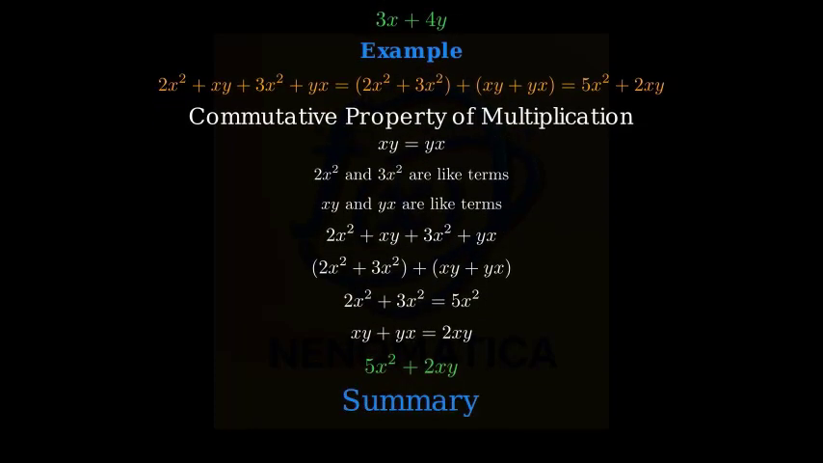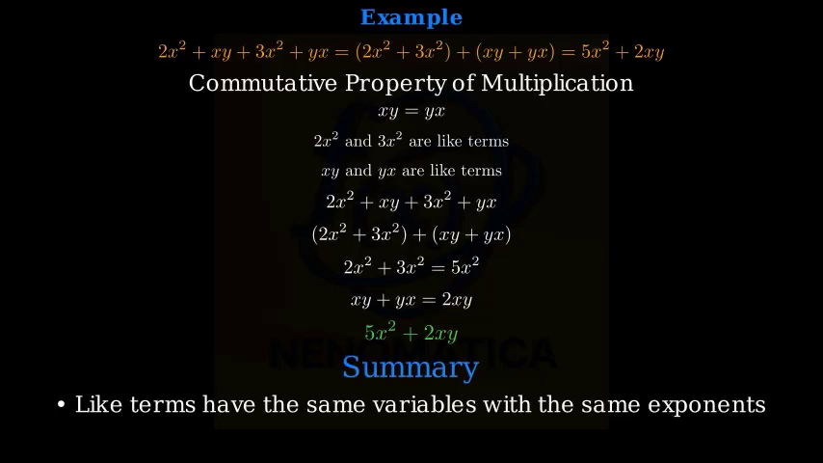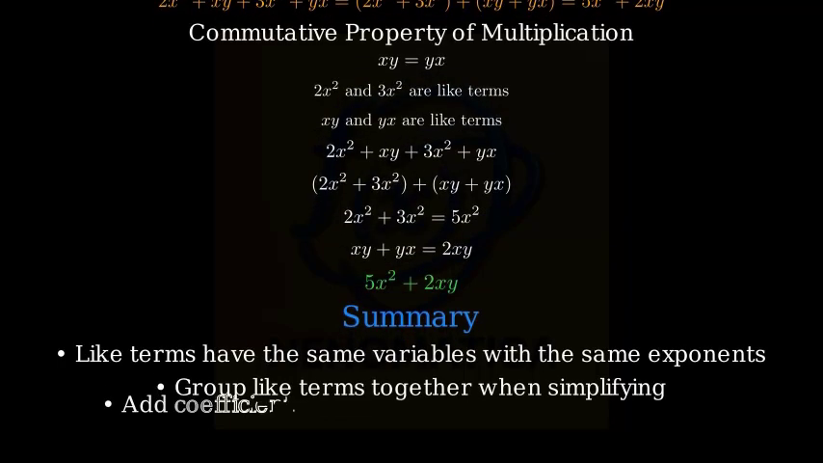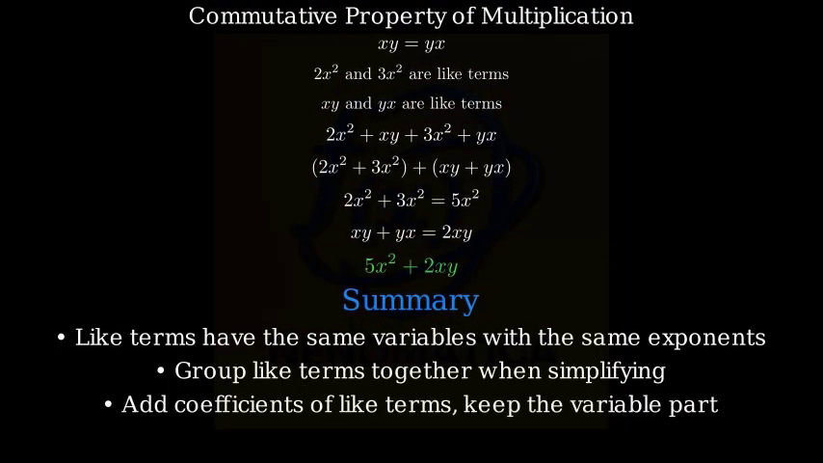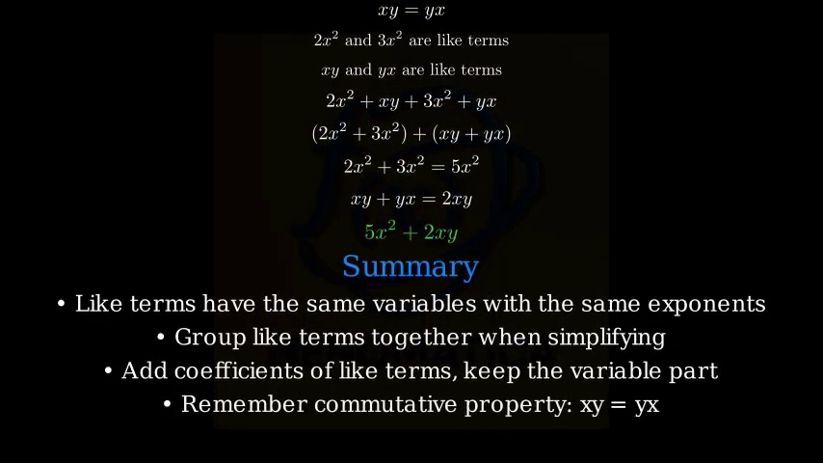Let's summarize what we've learned about combining like terms. Like terms have the same variables with the same exponents. When simplifying expressions, we identify and group like terms together. We add the coefficients of like terms while keeping the variable part the same. Remember that due to the commutative property of multiplication, terms like xy and yx are considered like terms. This technique helps us simplify algebraic expressions efficiently.